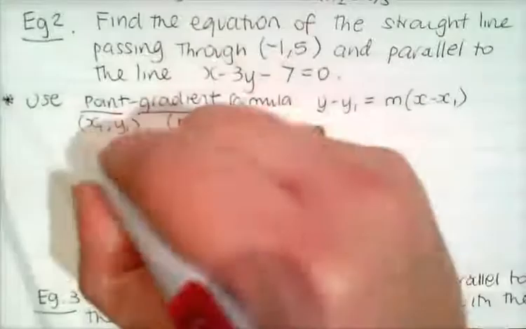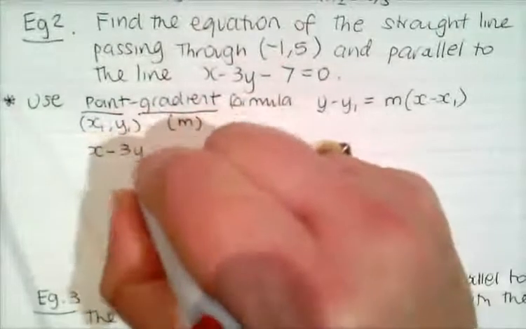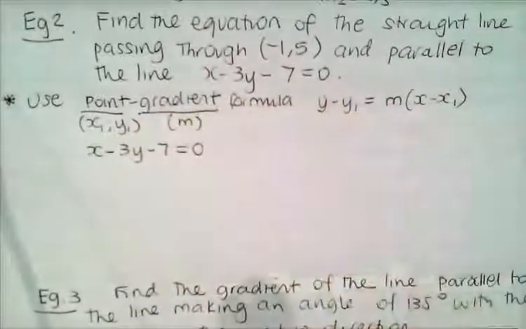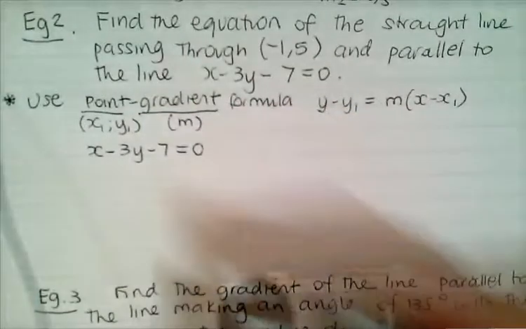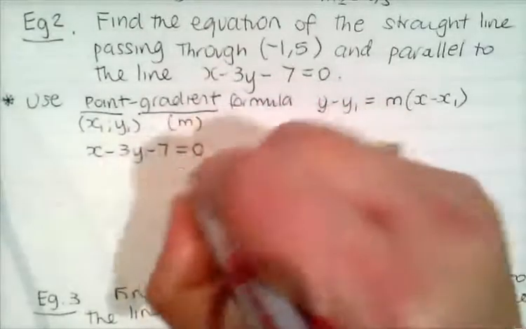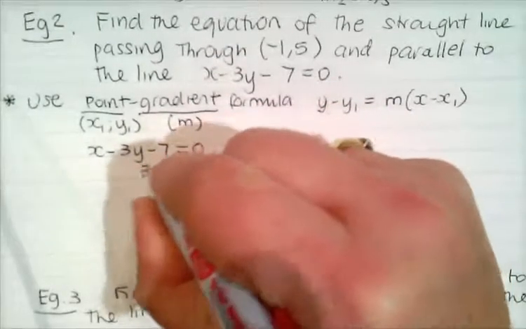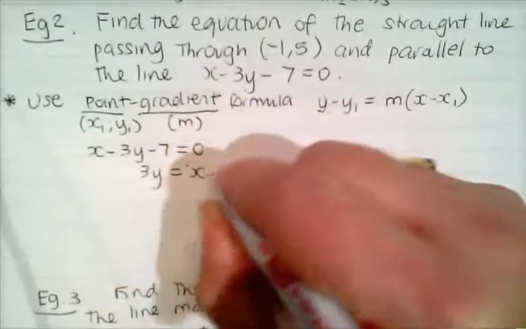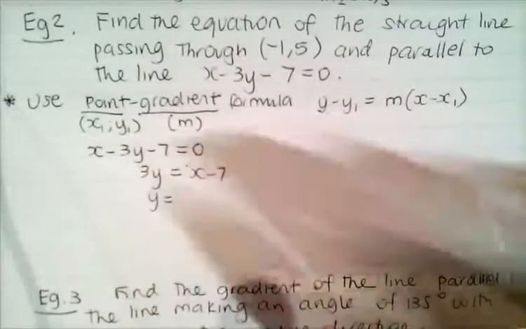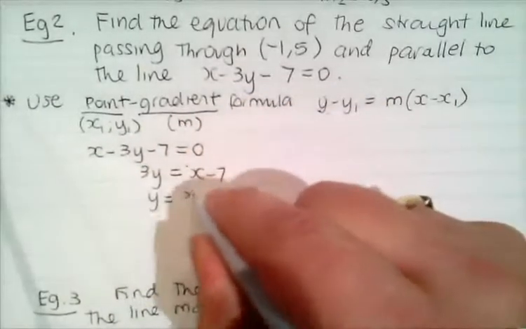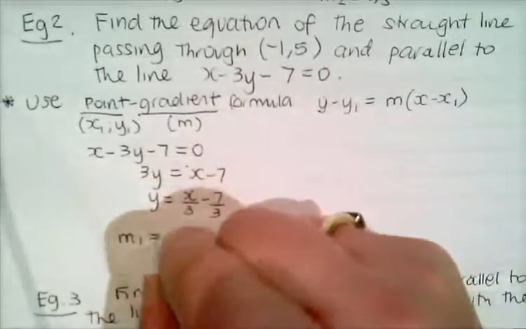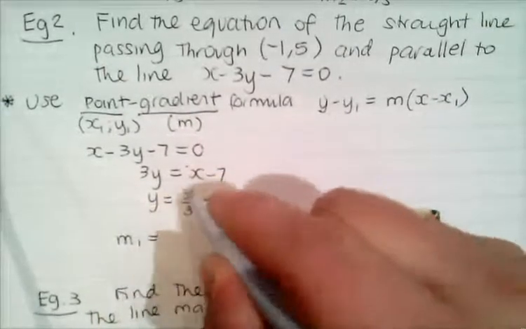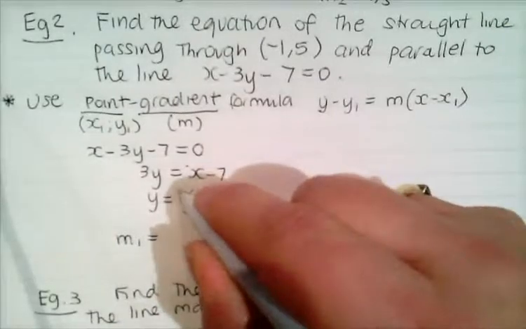So what we're going to do, we'll look at this other line, x minus 3y minus 7 equals 0. We need to find out what the gradient of this line is, so we'll put it into y equals mx plus b form. First let's take the 3y over to the other side, and we get that 3y equals x minus 7. Dividing through by 3, we get that y equals x on 3 minus 7 on 3. Therefore, the gradient of this line is, we have to look at what is in front of the x, and that is 1 on 3.